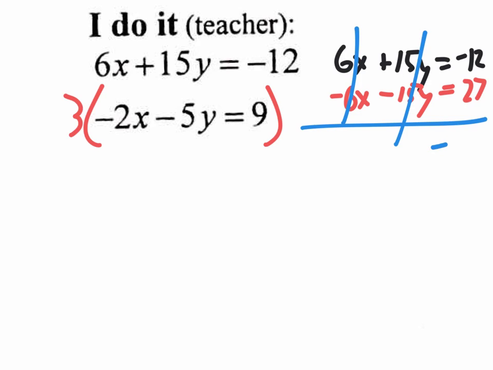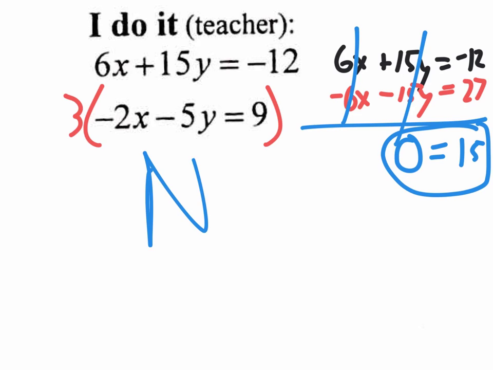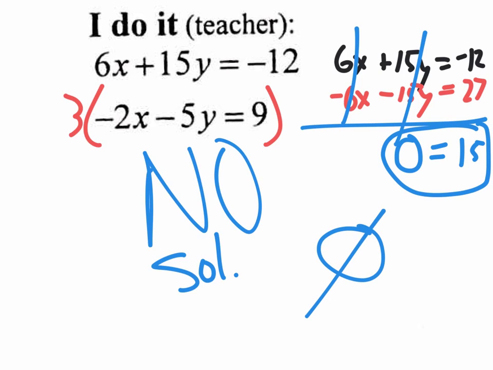So the equal sign's right here. What's left over on the left side? Nothing. So you have 0. On the right side, negative 12 plus 27, that's 15. Does 0 equal 15? No. So no what? No solution. Right? Or you could put that symbol right there. Boom. So this one's a no solution.